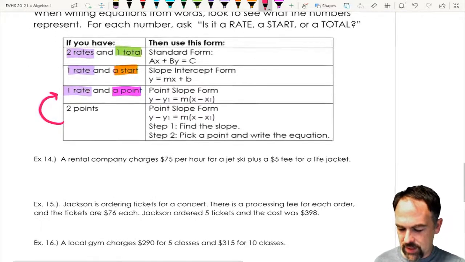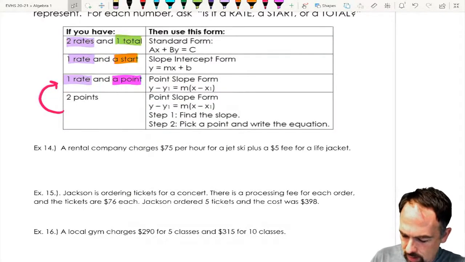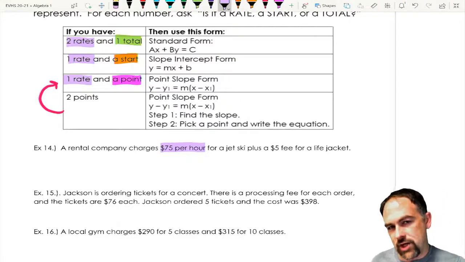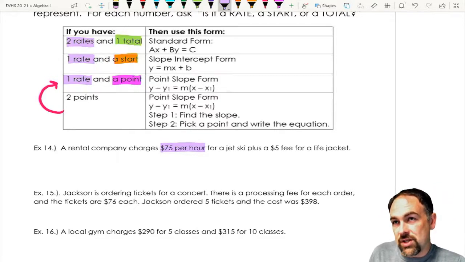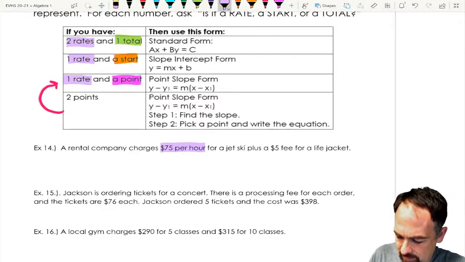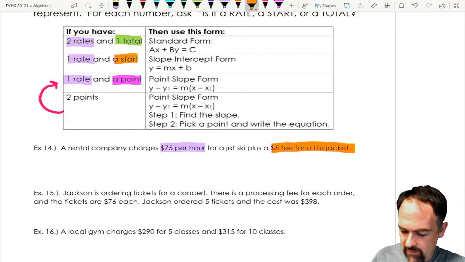So let's go through here and see what all we have here. A rental company charges $75 per hour. Again, I got that word per, which tells me that is a rate. So $75 per hour for a jet ski plus a $5 fee for a life jacket. Now, let's think about whether or not that's going to be a rate or a starting value. If I'm going out to rent a jet ski, and it's just me, because it doesn't say any other people out there, am I going to be paying for that life jacket every single hour or just one time? Well, that seems like that's going to be a one-time fee, so that's going to be a starting value.